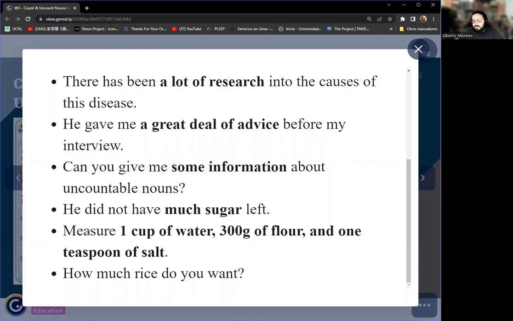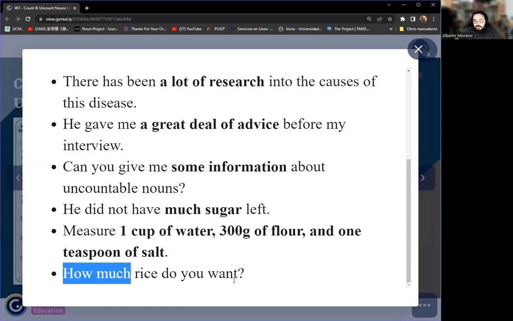For example, it says in here, measure 1 cup of water, 3 grams of flour, and 1 teaspoon of salt. Water, flour, and salt are liquids or powders, and that's why we cannot use them as countable nouns, but uncountables, and that's why we use measure units like cup or grams or teaspoon in order to count them.